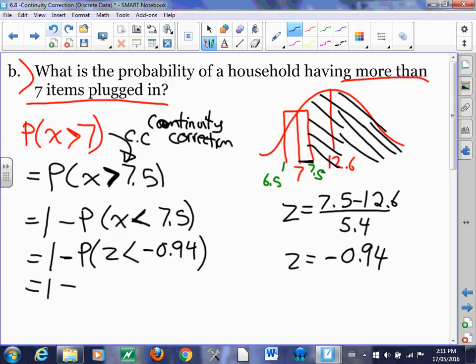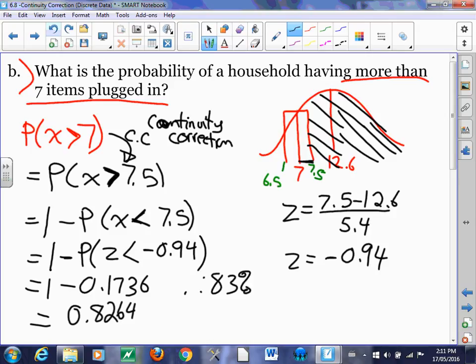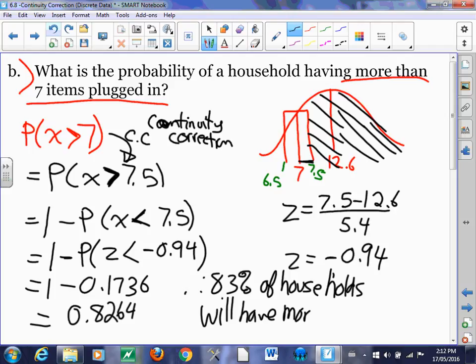Use your chart to look that up, and you should have 0.1736. And then, ladies and gentlemen, don't forget to subtract that from 1, so you should have 0.8264. So, therefore, there is an 83% chance of households, okay, so 83% of households will have more than 7 plugged in.